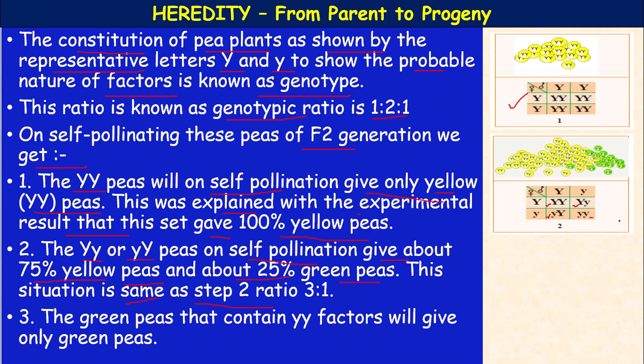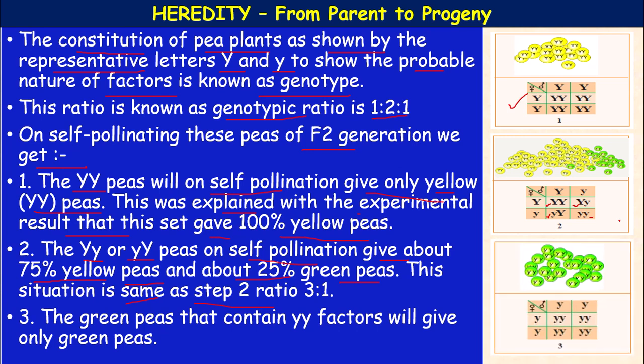Next, number 3: the green peas that contain small y factors will give only green peas, just like the first one. Here small y combinations, all small y's only. These are the results on self-pollinating the peas of the F2 generation.